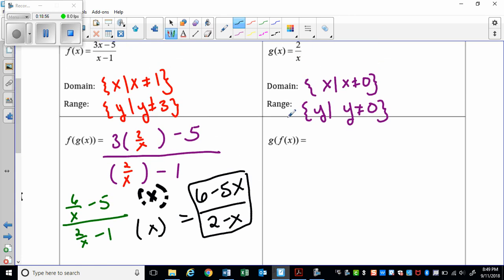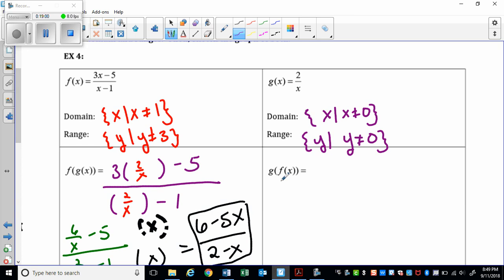So I'm going to find g of f of x. I'm going to take my f of x and substitute that into my g of x. And so that's 2 divided by f of x, basically. And that is 3x minus 5 divided by x minus 1.